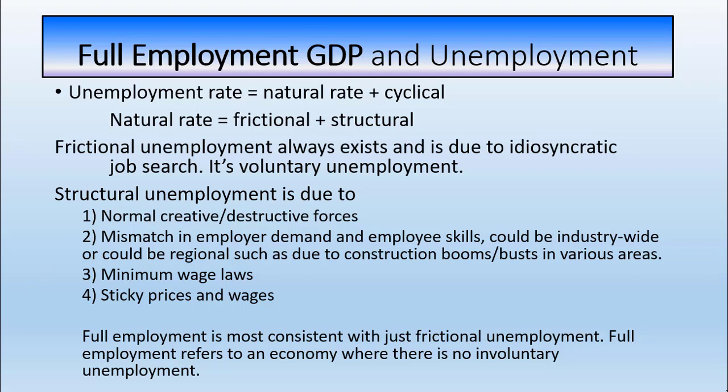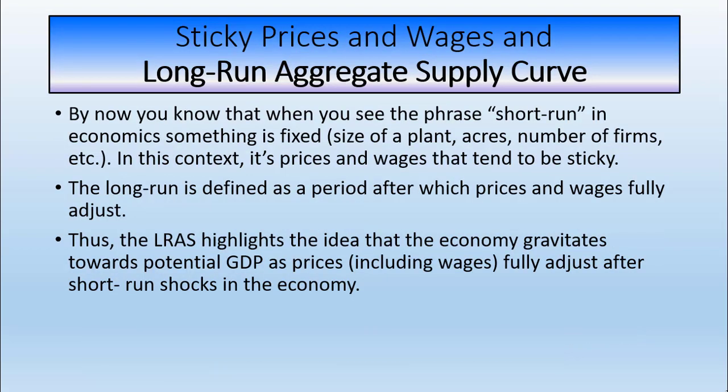Okay, let's move on now and talk about sticky prices and wages and the long-run aggregate supply curve. By now you know that when you see the phrase short run in economics, something is fixed. We saw that, for example, there was plant size with respect to manufacturing. It was the number of acres in a farm, or the number of firms that were fixed in the short run when we looked at perfect competition, for example. And in this context, with the long-run aggregate supply curve, it's prices and wages that tend to be sticky.